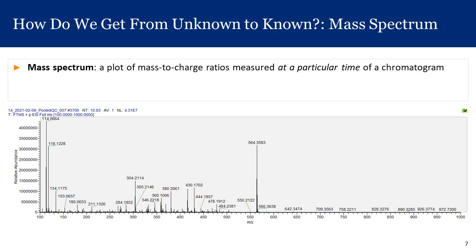And so in this case, what you see here on the x-axis is actually the mass over charge ratio, so the mass of different ions at a given time, and then you have the relative abundance on the y-axis. And so here you can see that this mass, 564.3583, for example, is very abundant. But you can also see that there's a bunch of other different ions present.